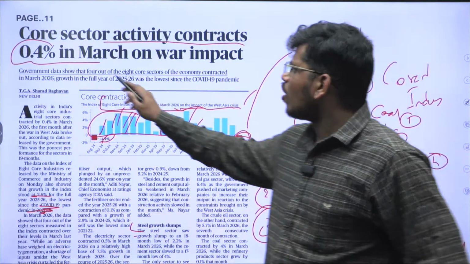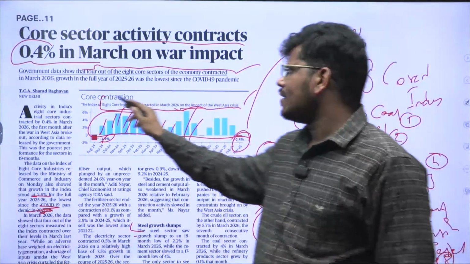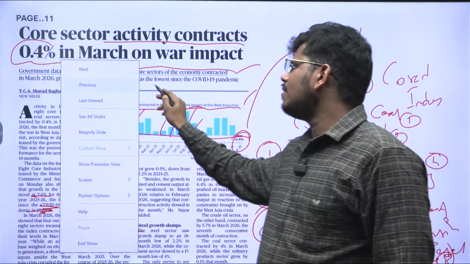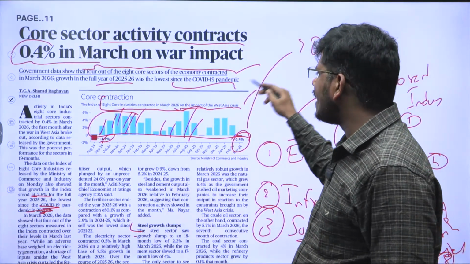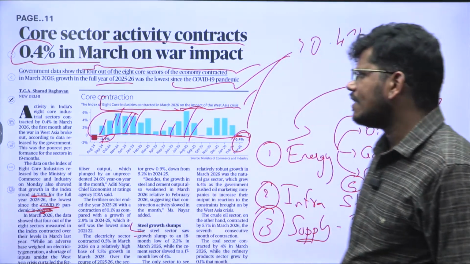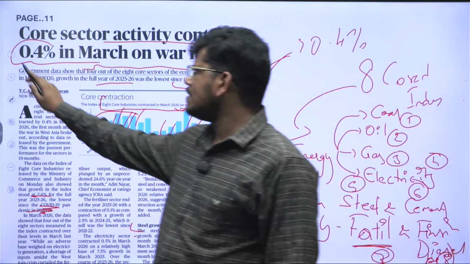So here we can see the government shows data: 4 out of the 8 core sectors of the economy contracted. In March 26, the growth in the full year of 25-26 was the lowest since the COVID-19 pandemic. So that is what it is. So next article we'll see.